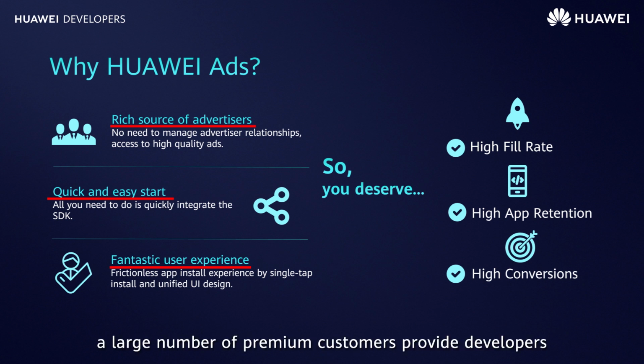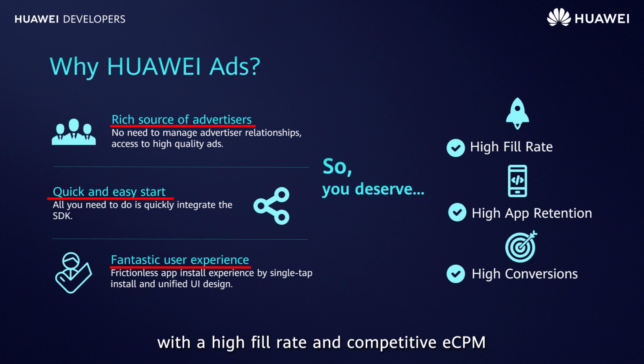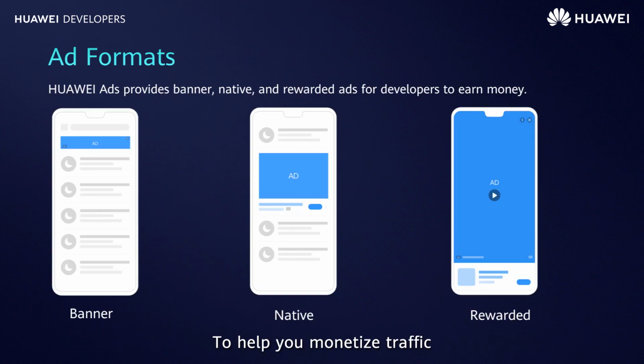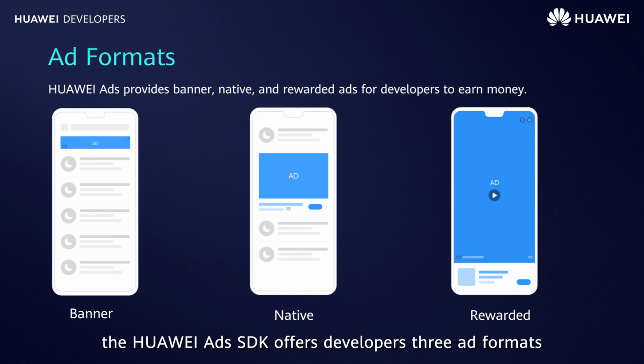In addition, a large number of premium customers provide developers with a high fill rate and competitive eCPM, which is short for effective cost per mil. Moreover, good ad experience improves app retentions and delivers high conversions. It brings great benefits to developers and advertisers. To help you monetize traffic, the Huawei Ads SDK offers developers 3 ad formats.